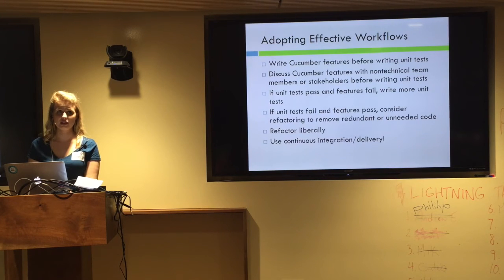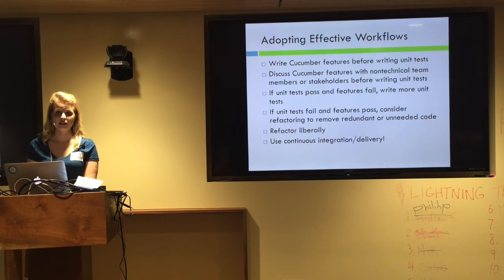And before you get started on any of the other stuff, talk it over with your team members, technical or non-technical. And then get unit tests going. If the unit tests pass and the feature is still failing, you need to write more unit tests. That's telling you that there are elements that need to be in place for the feature to pass that aren't. On the other hand, if the unit tests fail and the features pass, that might be telling you you need to either debug your unit tests or refactor to remove the code that's apparently in there but not contributing to anything that your software actually needs to do.